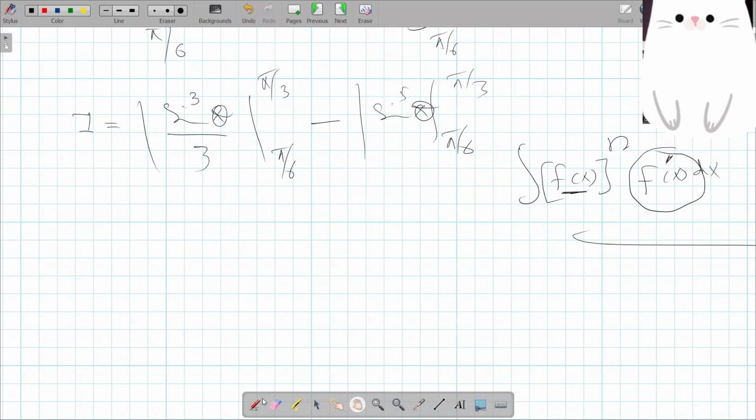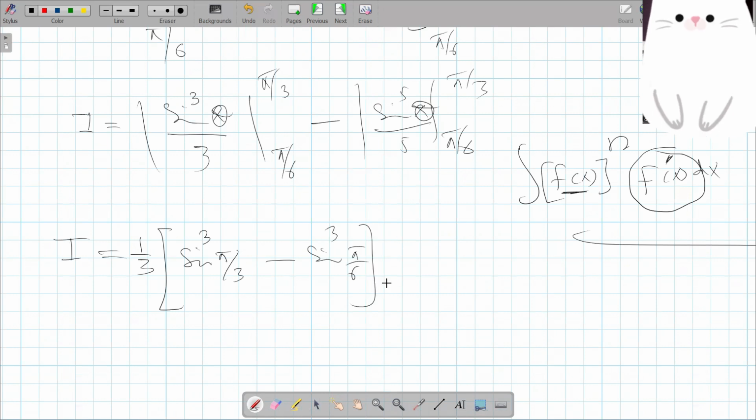First, this is 5 here, right? Apply the limits. Firstly, apply the upper limit. So sine pi by 3 whole power cube. What is sine pi by 3? So this will be sine cube pi by 3 minus sine cube pi by 6, minus 1 over 5 times sine 5 pi by 3 minus sine 5 pi by 6.